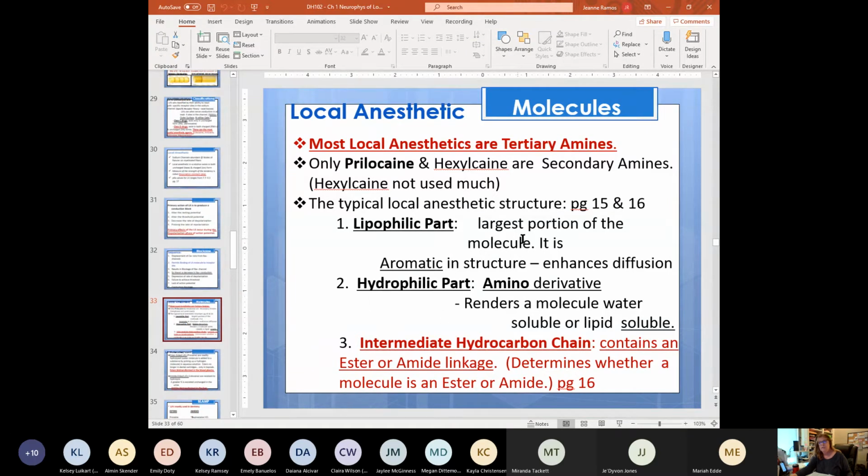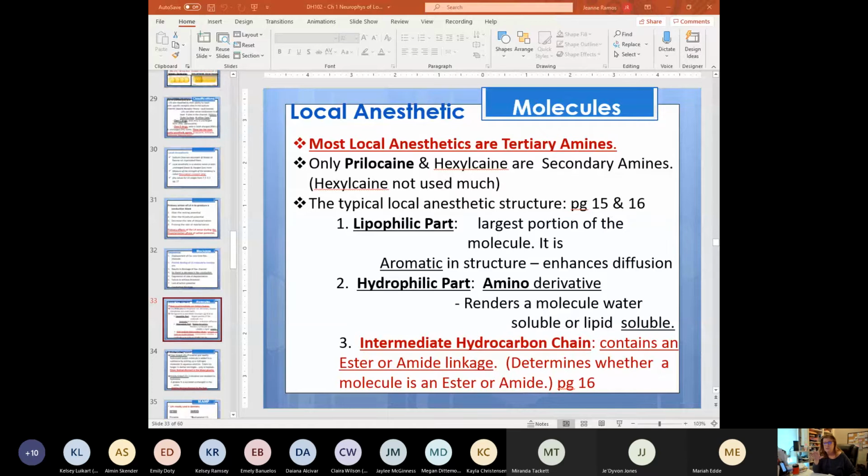The largest portion of the molecule is the lipophilic part. It's aromatic in structure, and it's what helps the local anesthetic to diffuse through. The hydrophilic part is amino, and it renders the molecule soluble in water. The hydrophilic part is important because that's the way it's going to be able to dissolve; the local anesthetic is in water. And what is in between the lipophilic and hydrophilic parts is called the intermediate hydrocarbon chain, which contains the ester or amide linkages.